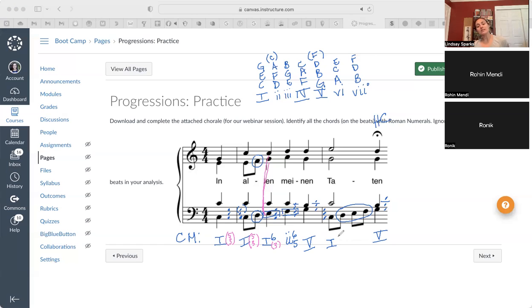So now that we've done that, we've talked about Roman numerals, we talked about the function of the chords, and that we're probably not going to see the 5 until the end. We start with a 1, and then we've got this kind of passing motion in between till we get to a predominant and then a dominant. Does anybody have any questions?